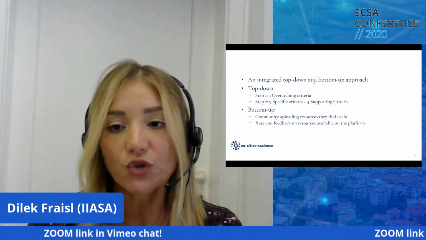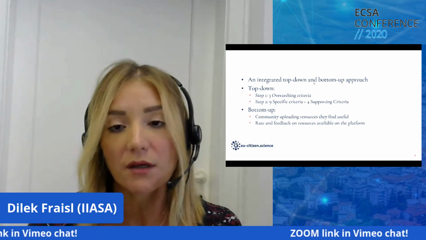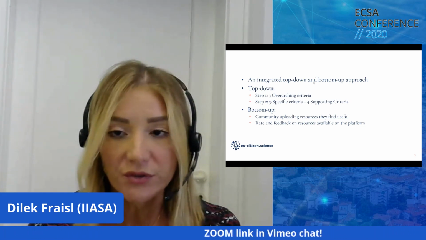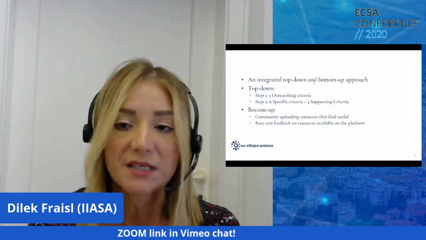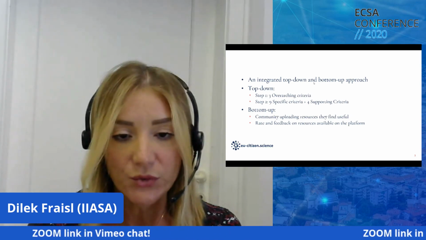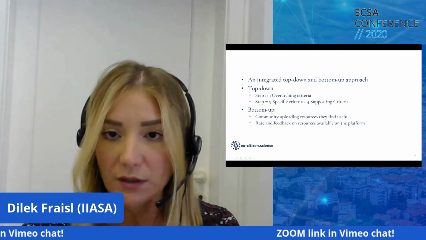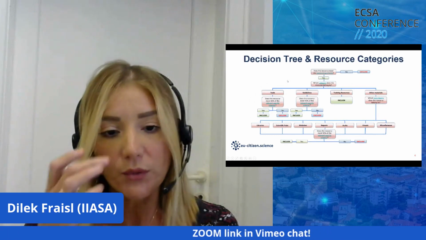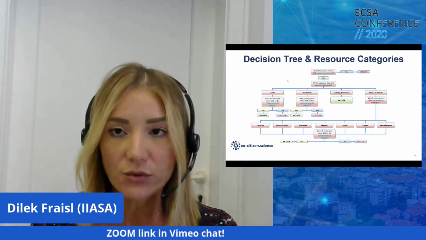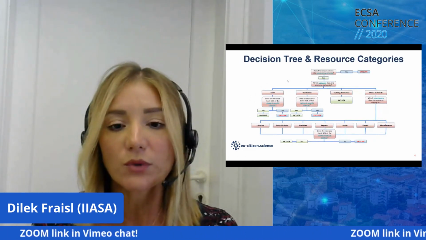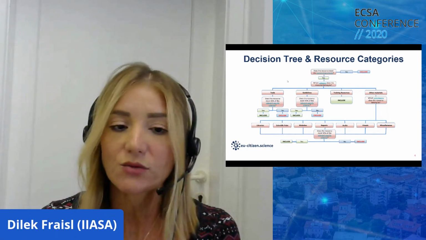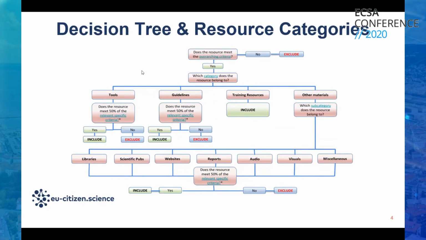For the bottom-up approach, we enable the community to upload the resources that they find useful for themselves and rate them, giving feedback on the resources, which I will talk to you about briefly. In this slide, you see the decision tree that we used during the moderation process to decide whether a resource passes our quality criteria to be listed on the EU-Citizen.Science platform or not.